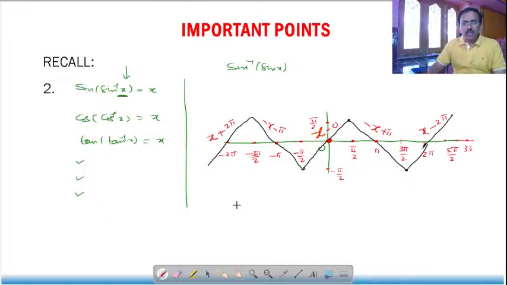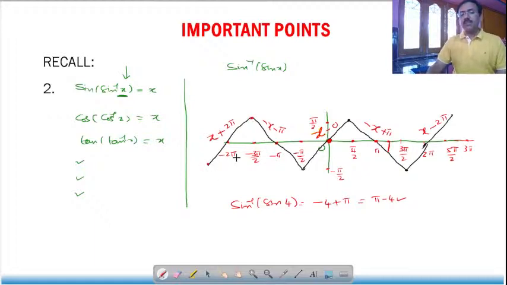For example, you want to compute sine inverse of sine 4. 4 means 4 radians, friends. Pi is near 3. 3 pi by 2 is around 4.5. Here it would be 4. So here the definition is minus x plus pi. So minus 4 plus pi. Pi minus 4 is the answer. So to compute such things, this graph is going to help us.